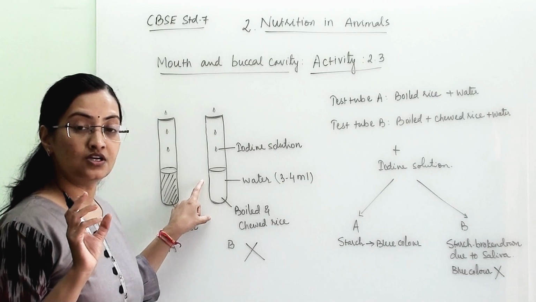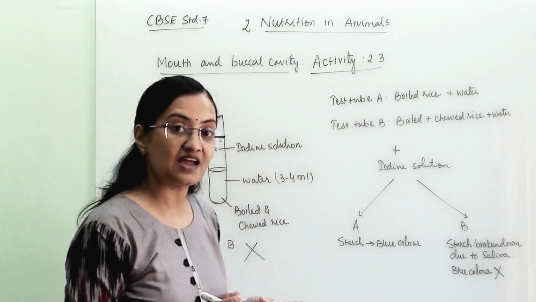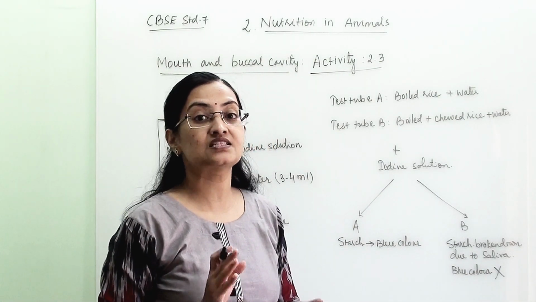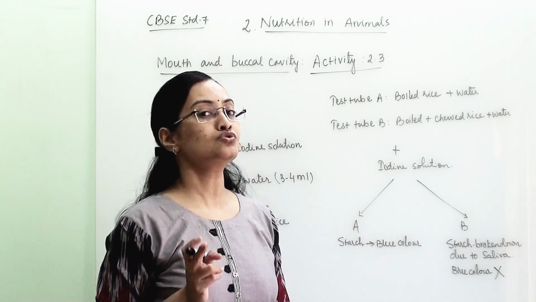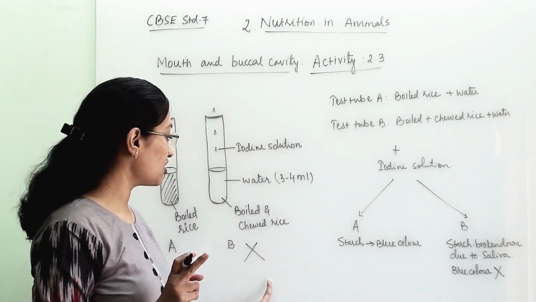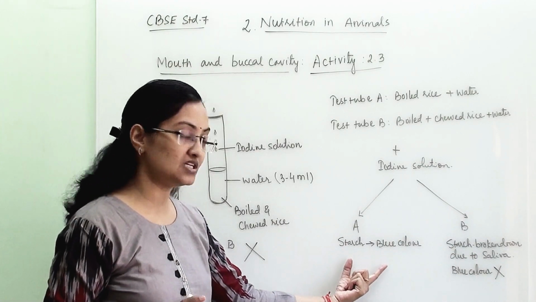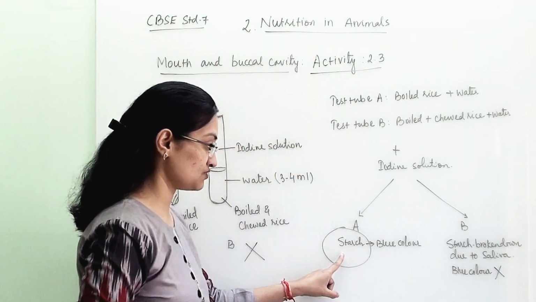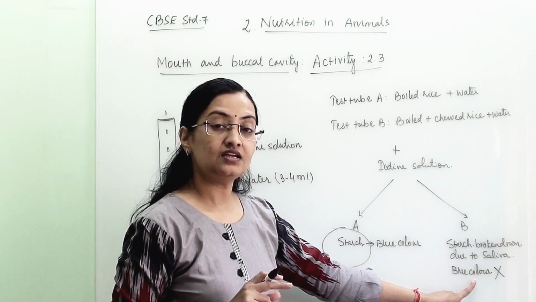because whatever starch is there in the chewed rice has been converted into simple sugar. Our saliva contains one type of enzyme, also known as salivary amylase. That has converted starch into simple sugar. So there is no starch in test tube B, and we will not be able to see any color change in test tube B, whereas we will be able to see the color change in test tube A, in which we can see the presence of starch.